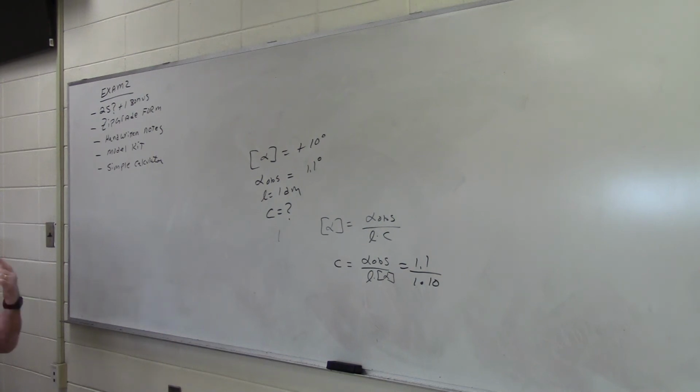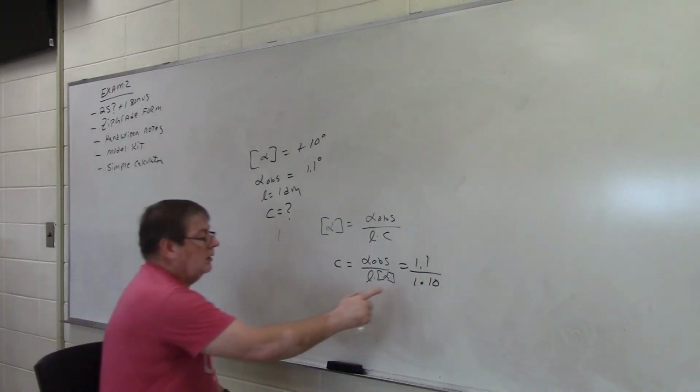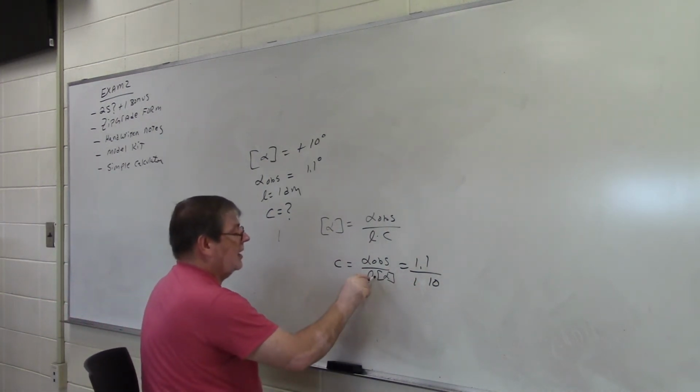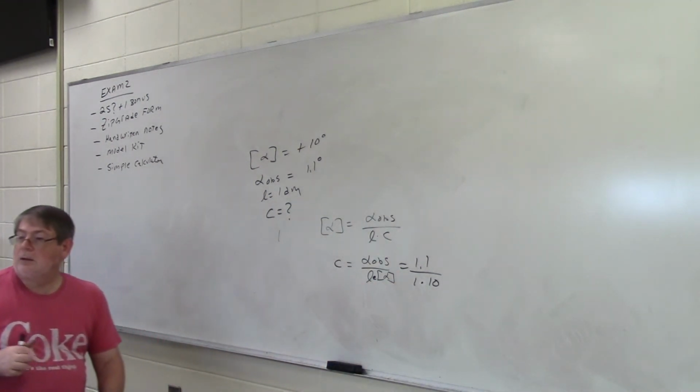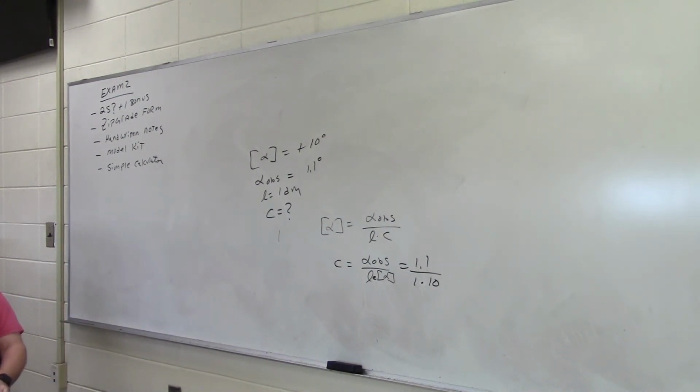I could give you what the concentration was and ask you to solve for the path length, L. So the answer is just whatever 1.1 divided by 1.10 is? Oh, well, no, that's times. L is 1, so 1 times 10 is just 10. Oh, yeah, okay, so it would be 1.1 divided by 10, which is 0.11. 0.11 grams per milliliter, yeah.